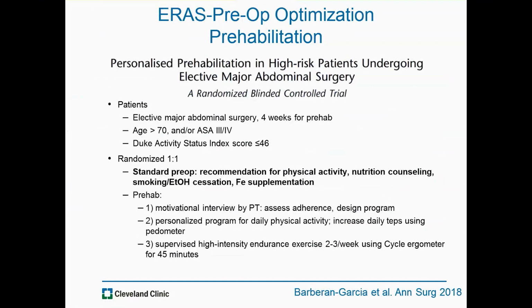And one of these studies that I just wanted to quickly highlight here is a very recent study that was published last year in the Annals of Surgery. And this was a very rigorous prehabilitation program, and they focused on high-risk patients. So these were older patients, ASA 3 or 4, that were undergoing major abdominal surgery. And all patients underwent standard preoperative recommendations for physical activity, nutrition, counseling, etc. However, the prehab group underwent a motivational interview and assessment by physical therapy, and then a personalized program for daily physical activity, including a supervised high-intensity exercise training that was 2 to 3 times a week using a cycle ergometer for 45 minutes. So a very intense prehabilitation program in these patients.